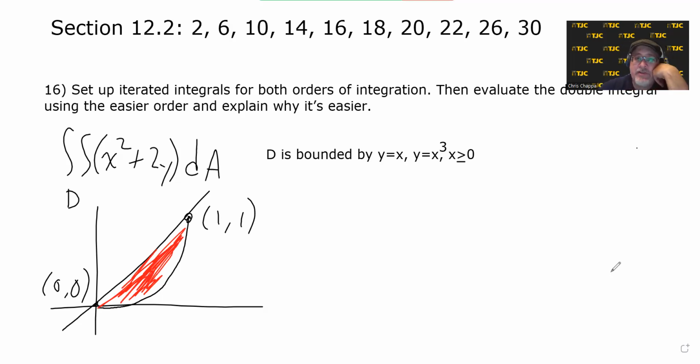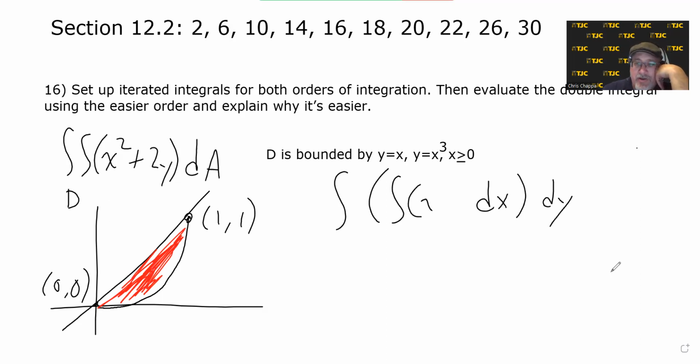Now, let's set up both orders and see what happens. Integral, parentheses, integral. We'll do dx first, followed by dy. We are integrating x squared plus 2y. And if we do the dx integral first, then we need to know what x equals on the left and what x equals on the right. Well, on the left, x is equal to y. And on the right, x is equal to y cubed.